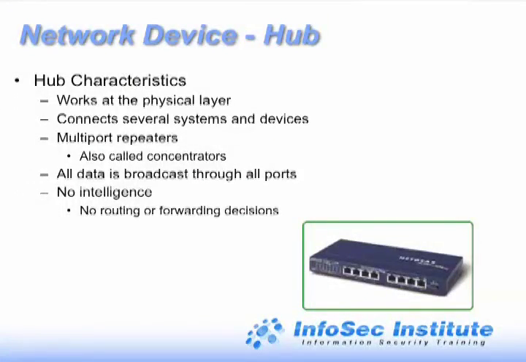Hub characteristics. Works at the physical layer. Connects several systems to a device. Again, multi-port repeater. All data is broadcast to all ports. And there is no intelligence, no routing, no forwarding decisions or whatnot.